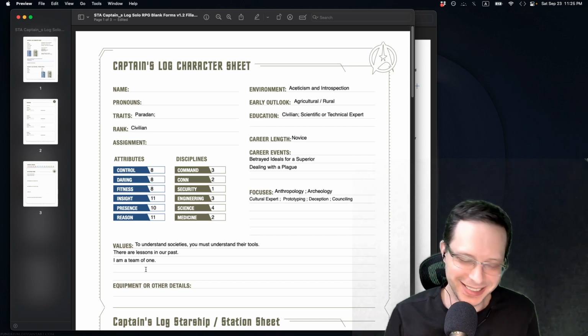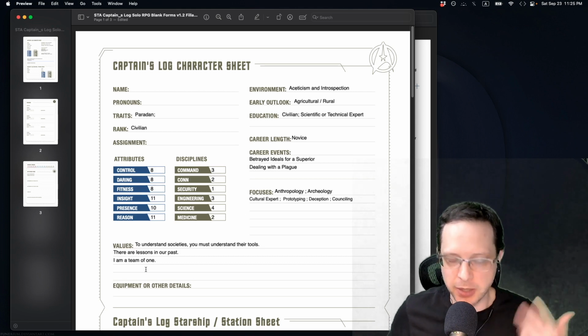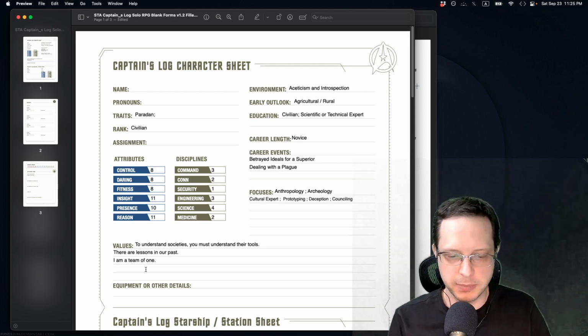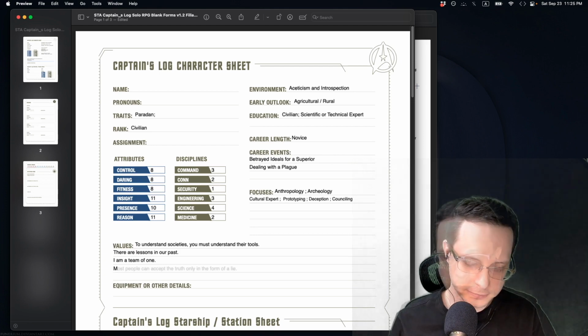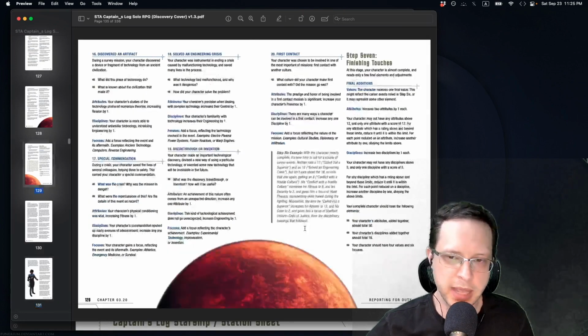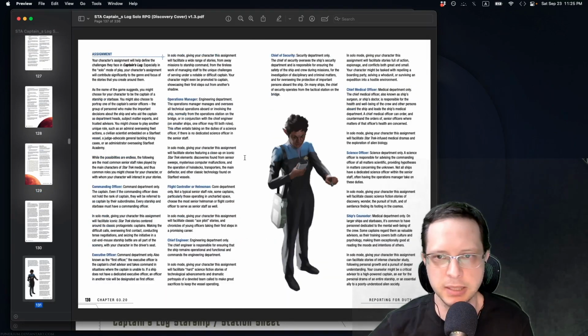Sorry, this is turning into philosophy 101, but anyway, I'm going to make that quote basically our final value: most people can accept the truth only in the form of a lie. Okay, and that pretty much finishes up most of the elements of our character. Now we should be giving them a name, an assignment, stuff like that.